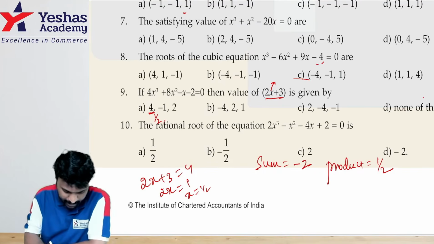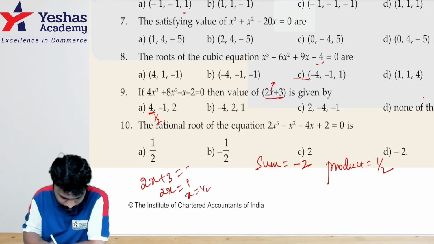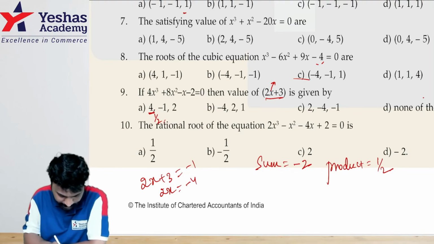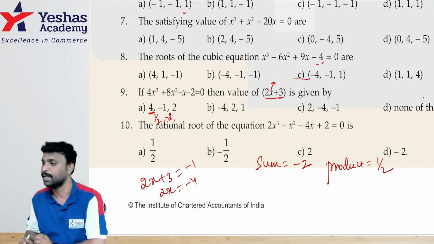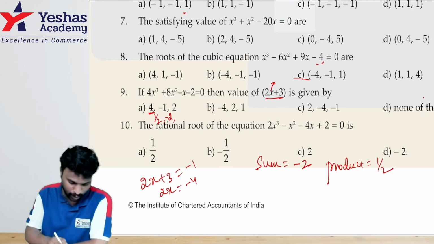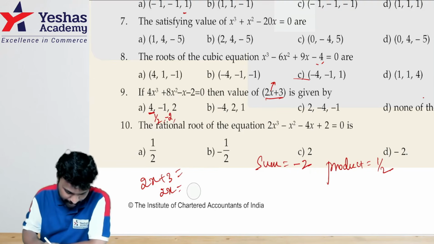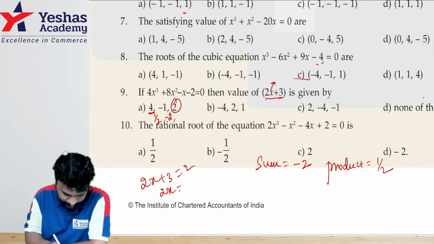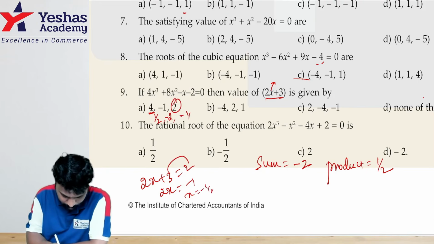Likewise, equate 2x plus 3 to the second value, which is minus 1. So plus 3 becomes minus 3 there, and minus 1 minus 3 is minus 4. So x value is minus 2. So the second root will be minus 2. How about the last one? Equate 2x plus 3 to 2. So 2 minus 3 is minus 1. So x is equal to minus half.